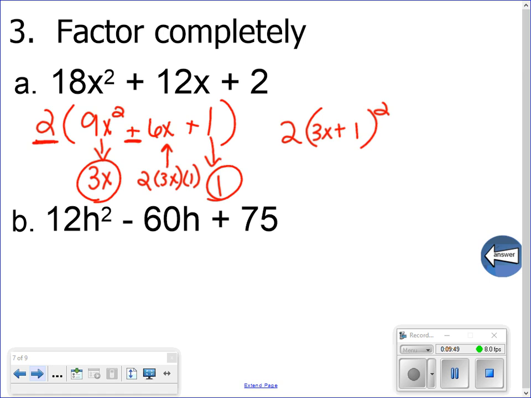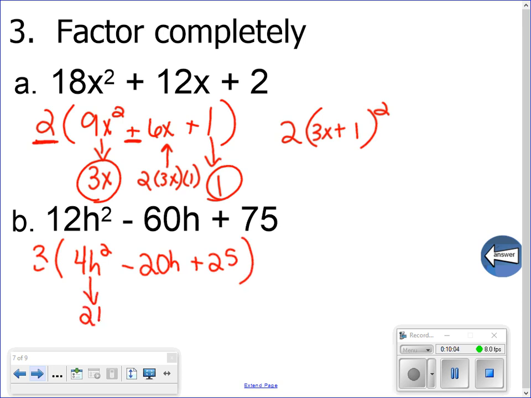Again, do the same thing with b. My GCF for b is 3. So if I pull out a 3 from each of the terms, this becomes 4h squared minus 20h plus 25. Again, same thing. I didn't initially see it, but now we see that this is also a perfect square. So the square root of 4h squared would be 2h. Square root of 25 would be 5. Again, multiply those together and by 2 and see if you get 20.